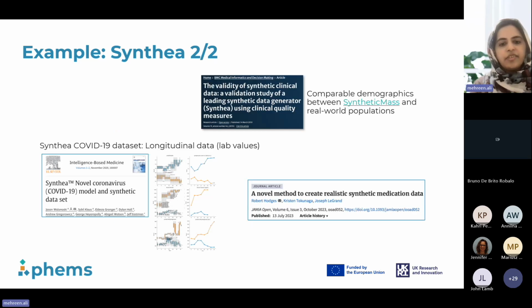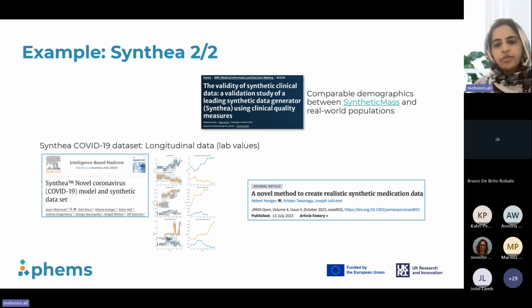Here are some of the recent applications of Synthea for creating simulated datasets. For instance, the COVID-19 dataset provided longitudinal data for pandemic response studies. In the plot, we can clearly see for some of the lab values how closely the simulated data is following the training data. All of the plots, like the ones that I've shared here, are following that trend. And you can follow the article for more details on that.